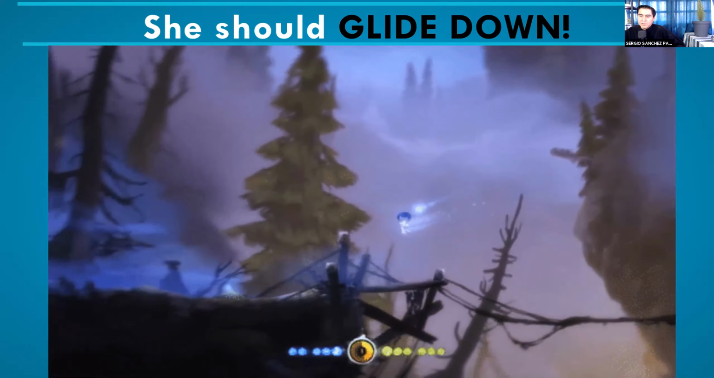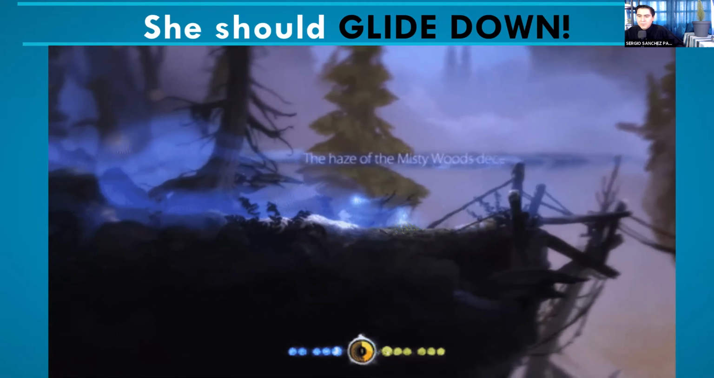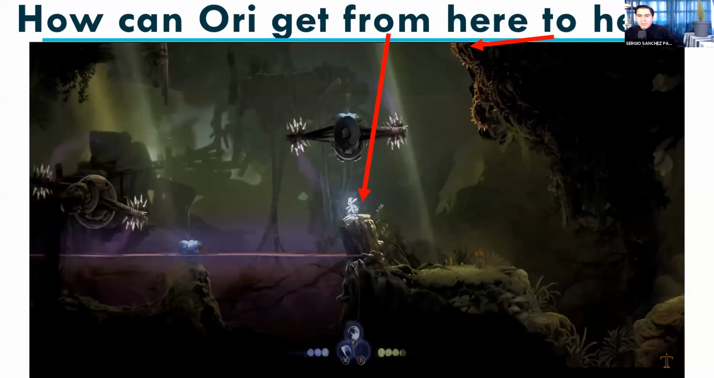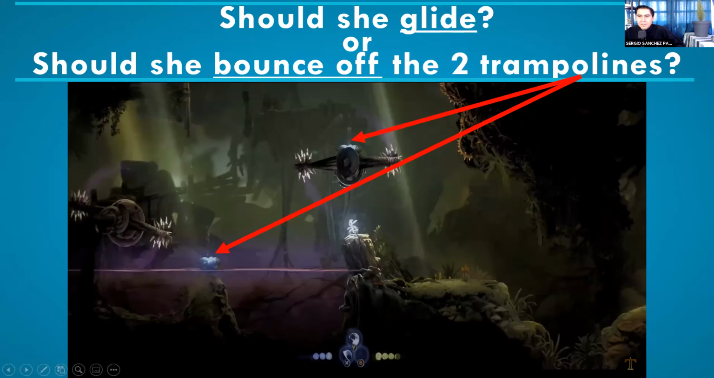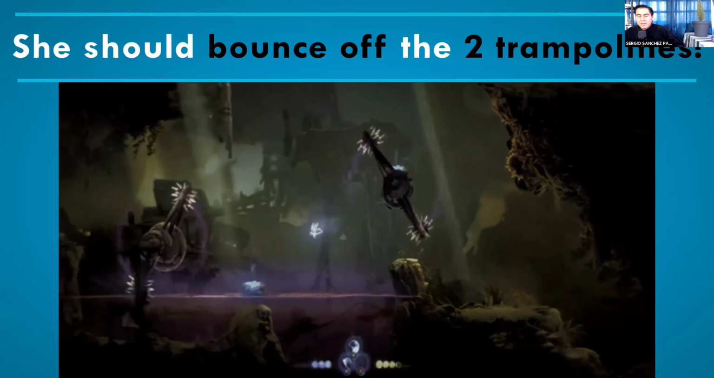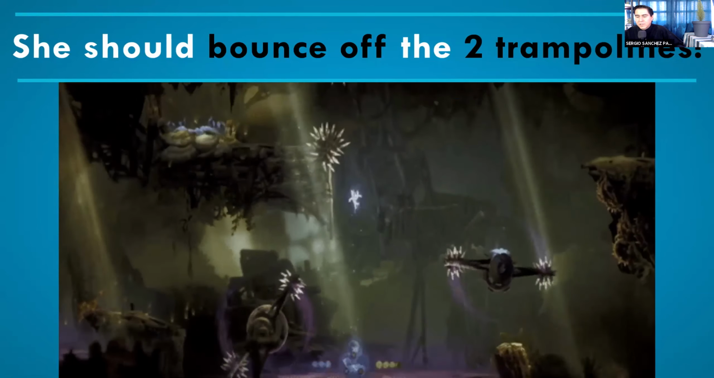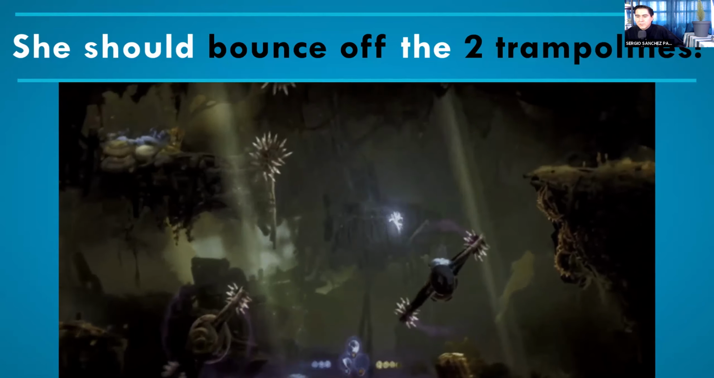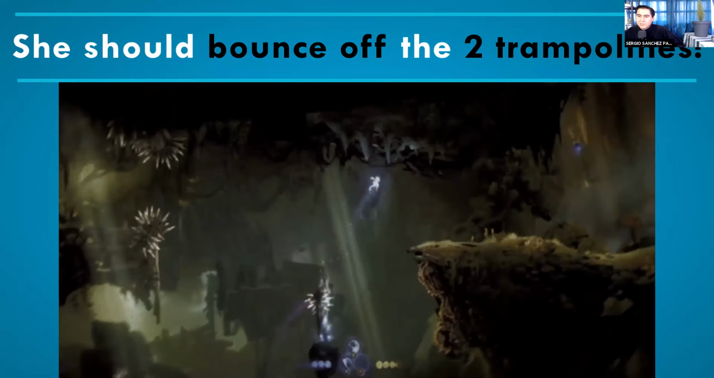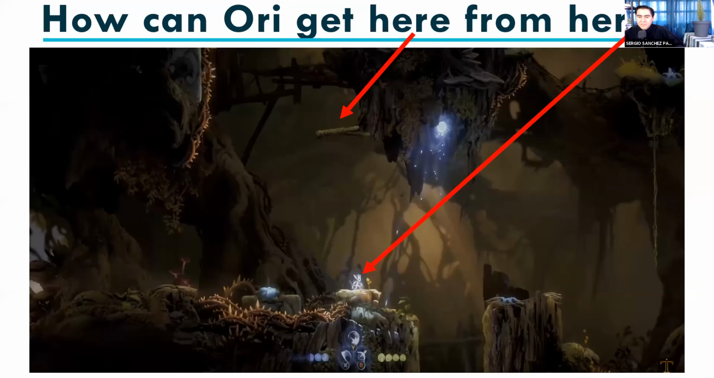This one is a little bit longer than the other ones. There it is. Next, how can Ari get from here in the middle up above here? Should she glide or should she bounce off the two trampolines? Well, she should bounce off the two trampolines as I'm showing right now. That's the first one, and that's the second trampoline that she bounces off from.